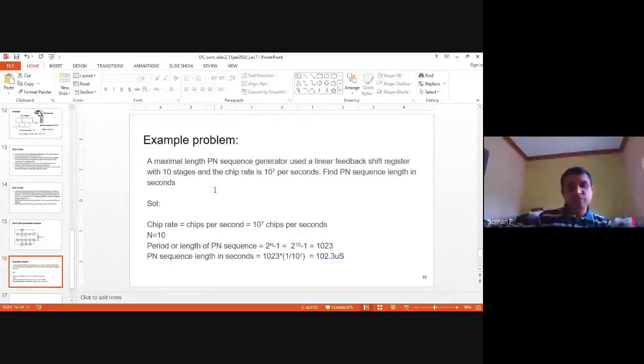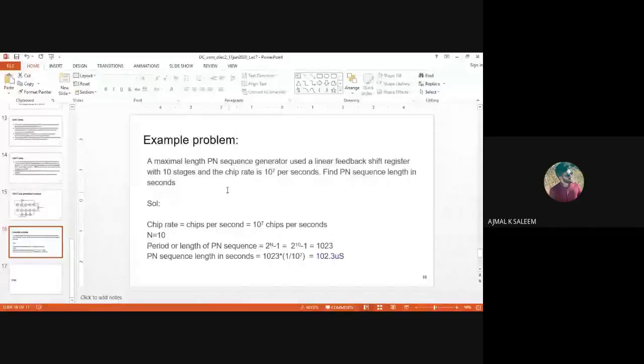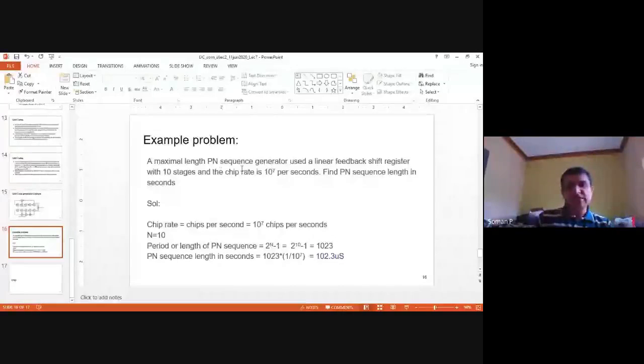And just an example problem here. Let's consider a maximum length PN sequence generator which has 10 stages, and the chip rate is 10 raised to 7. One chip is 1 bit, 10 raised to 7 per second. Find the PN sequence length in seconds. How will you do that? Chip rate is 10 raised to 7 chips per second, and n equal to 10. So the period or length of the PN sequence is 2 raised to n minus 1, that is 1023 chips, or 1023 bits in one period.